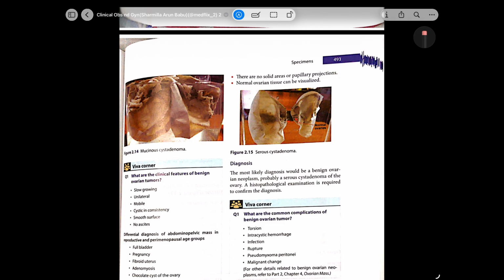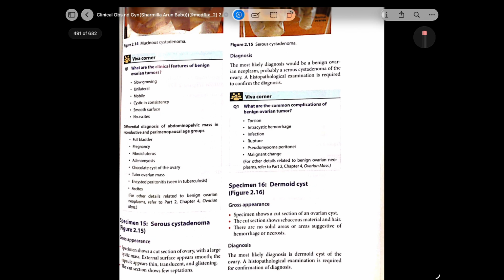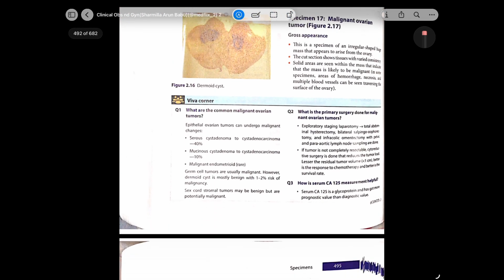The most likely diagnosis would be a benign ovarian neoplasm, probably a serous cystadenoma of the ovary. A histopathological examination is required to confirm the diagnosis. So what are the common complications of benign ovarian tumor? Torsion, intracystic hemorrhage, infection, rupture, pseudomyxoma peritonei. We have this in surgery also, in appendicitis. Malignant change.